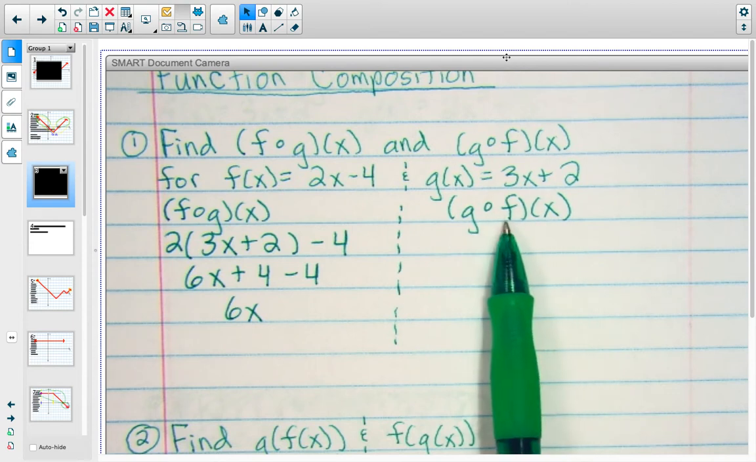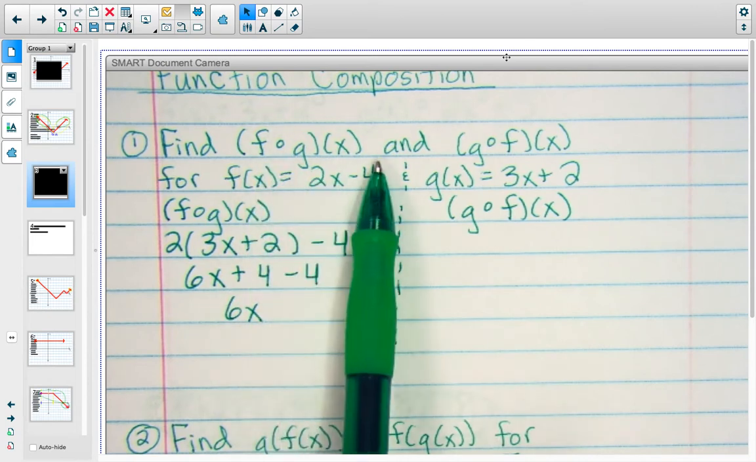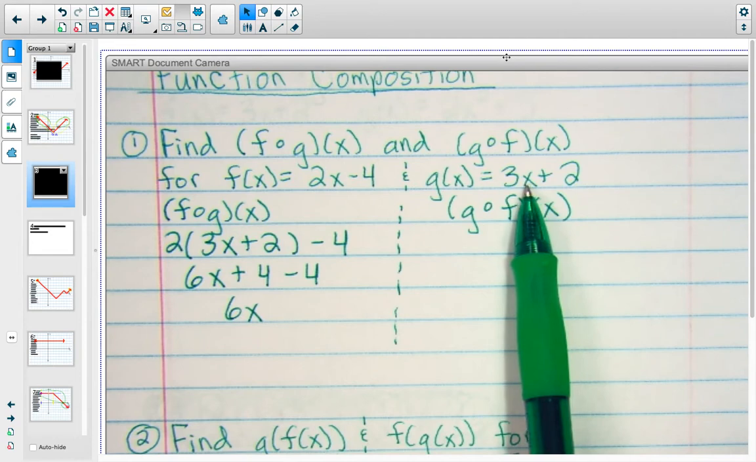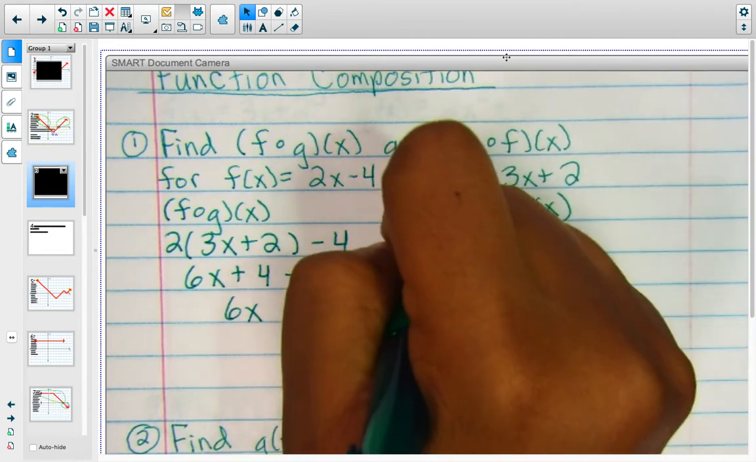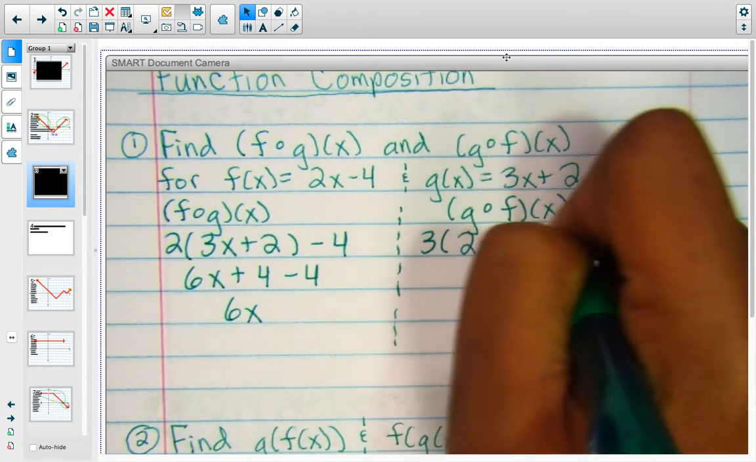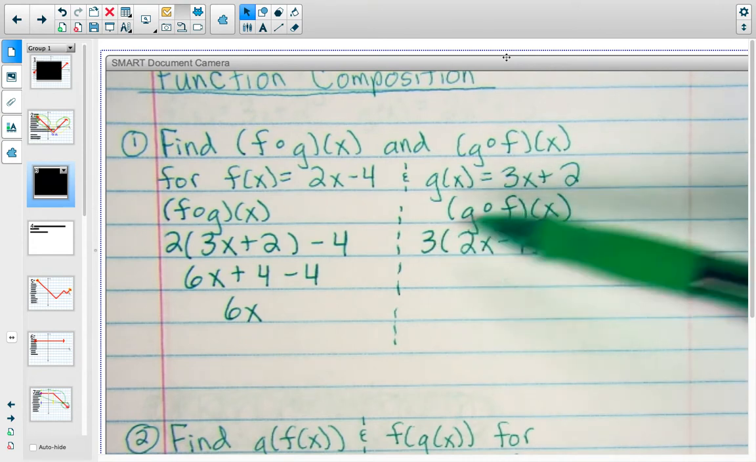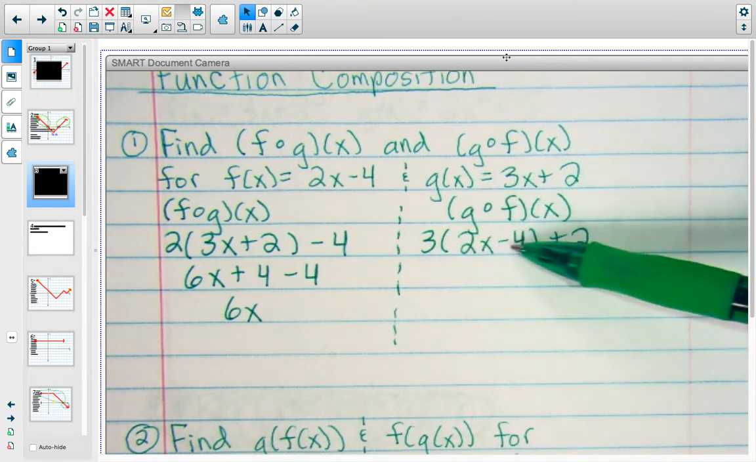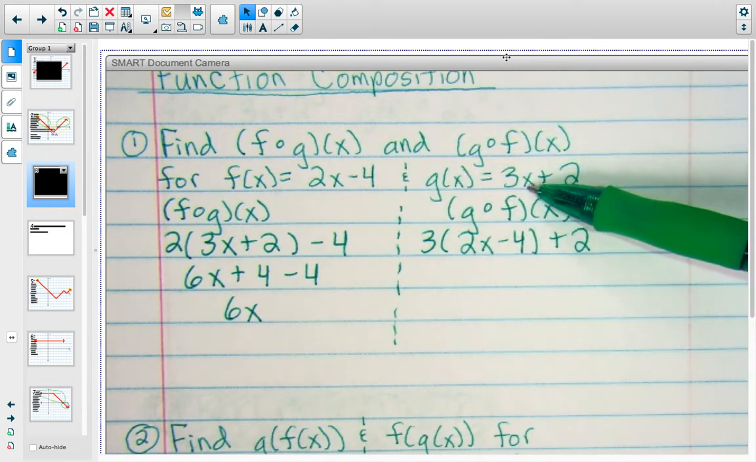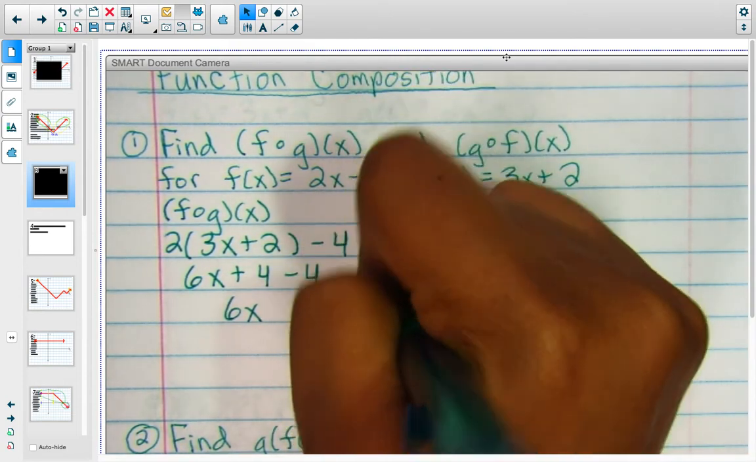This time I'm taking f and I'm substituting it into the g function. So this time I'm going to take 2x minus 4 and I'm going to make a substitution in for this x right there. So I'm going to keep the 3, make a substitution with the f, plus 2. So I kept the 3, that came down. I made a substitution with the x, that was 2x minus 4, plus 2. So I'm replacing the variable with whatever the function is.